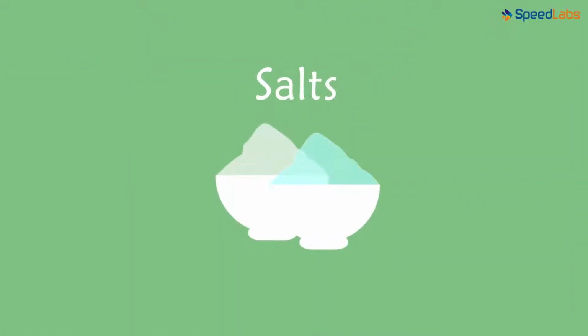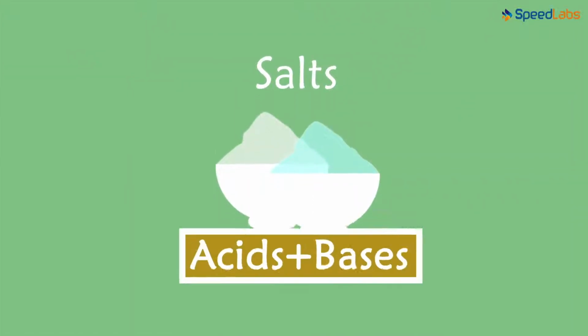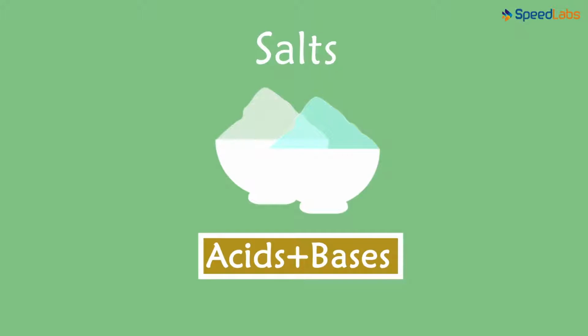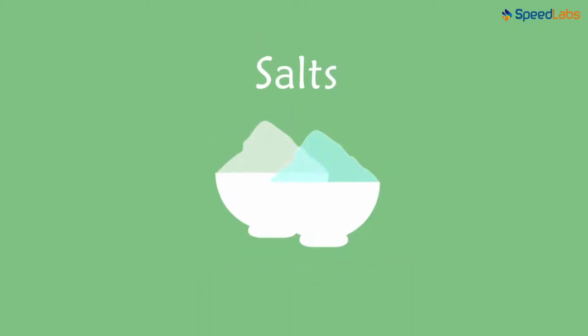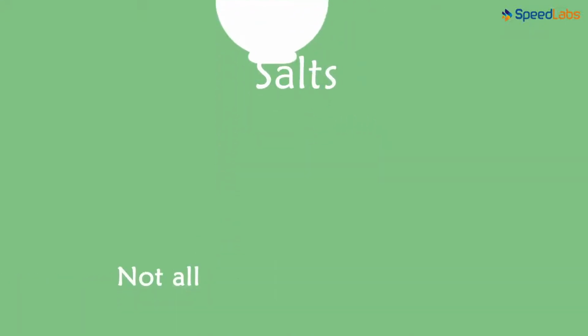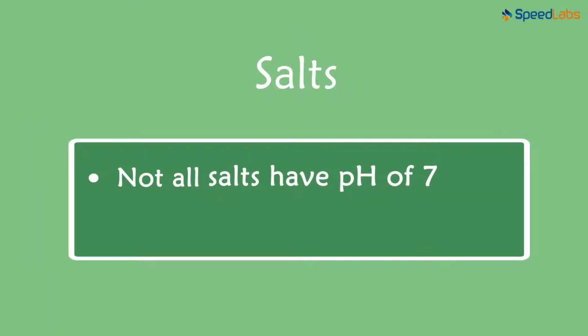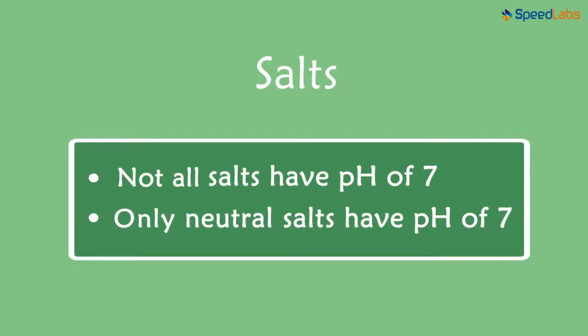Salts are nothing but substances formed after the reaction of acids and bases. Well, acids are acidic and bases are basic. But what about salts? Are they neutral? Not always. Not all salts have pH of 7. Only neutral salts have a pH of 7.